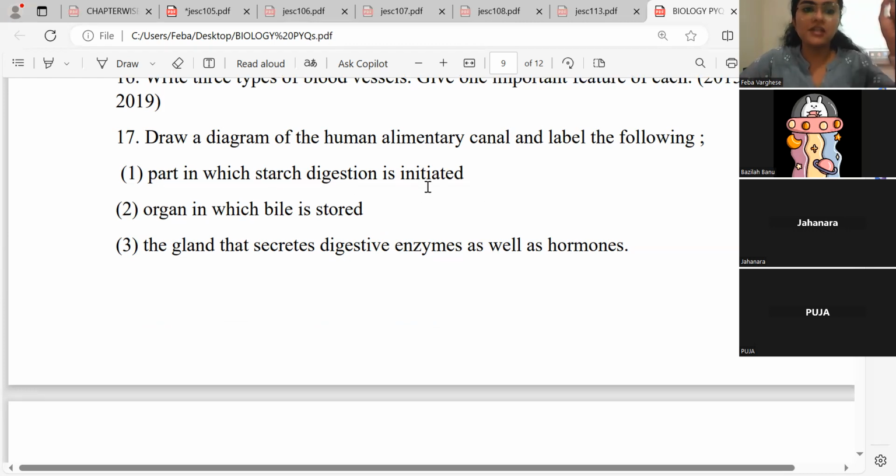Very good. The mouth cavity is the part where the digestion is initiated. Organ in which bile is stored. Gallbladder. Very good. The gland that secretes digestive enzymes as well as hormones. Pancreas. Yes. Pancreas has got dual function, right? It acts as an exocrine gland as well as an endocrine gland.